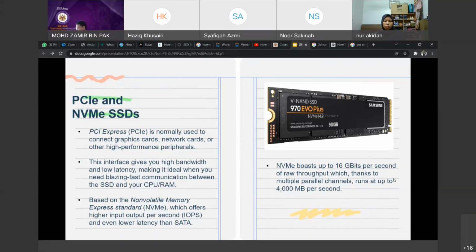SATA is the traditional one. NVMe boasts up to 16 gigabytes per second of raw throughput, which thanks to multiple parallel channels runs at up to 4,000 megabytes per second.